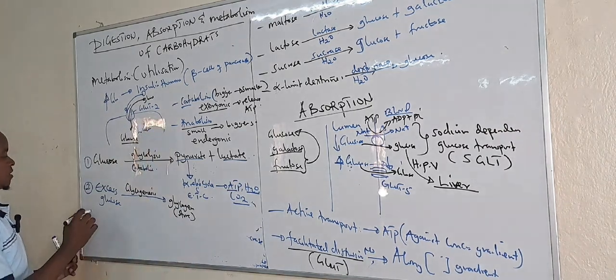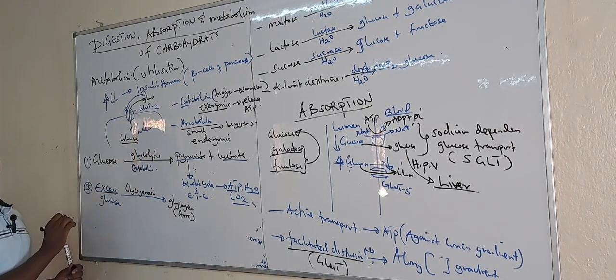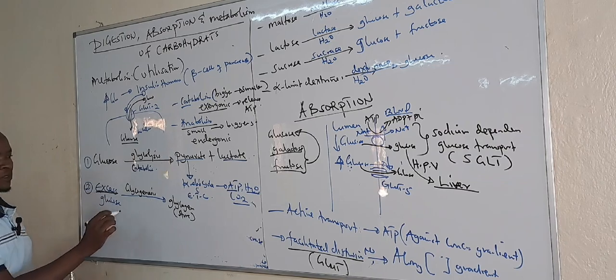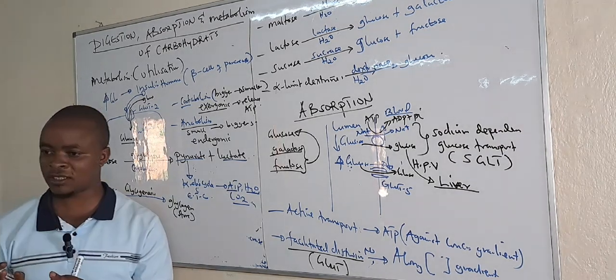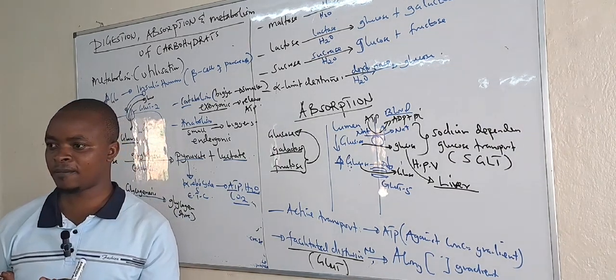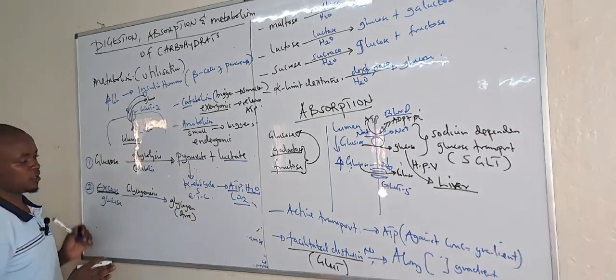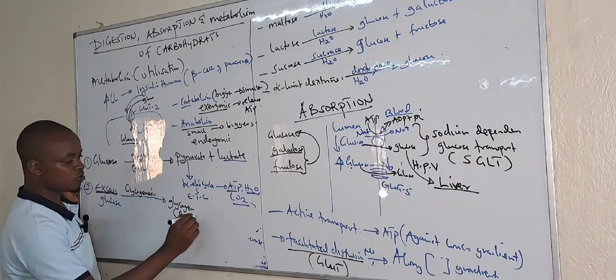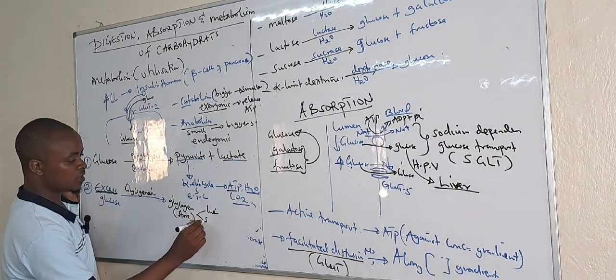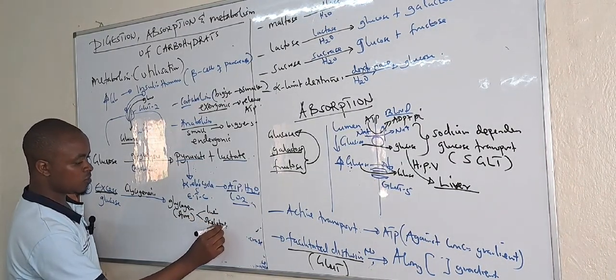So we are seeing the excess glucose. This one must be excess. We cannot form glycogen when glucose is not in excess. Excess glucose is converted into glycogen in liver cells and skeletal muscles.